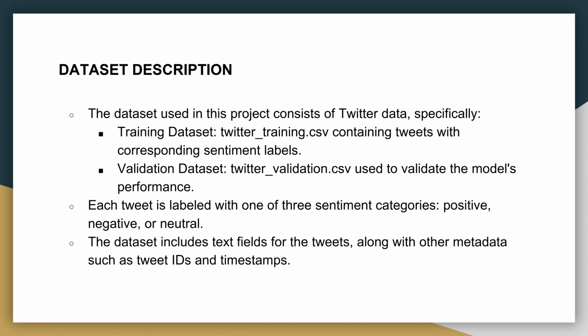Dataset description. The dataset used for this project consists of tweets from Twitter. We divided the dataset into a training dataset, Twitter_training.csv, and a validation dataset, Twitter_validation.csv. Each tweet in the dataset is labeled with one of three sentiment categories: positive, negative, or neutral. Along with the text, the dataset includes metadata such as tweet ID and timestamps.